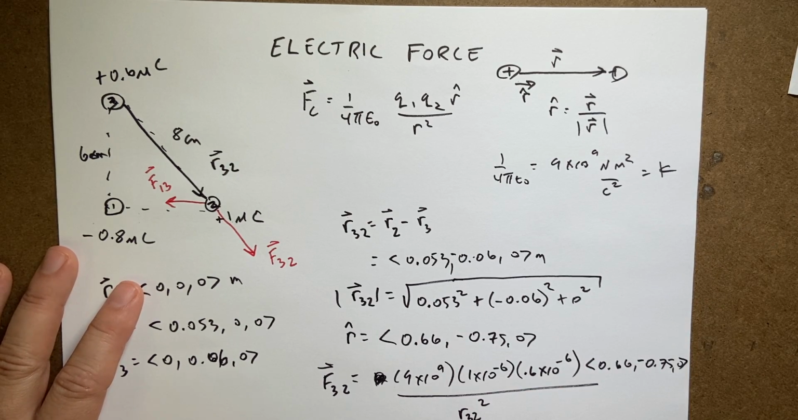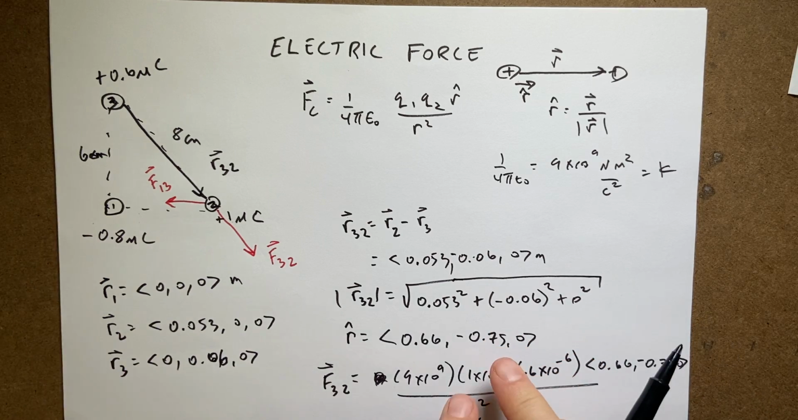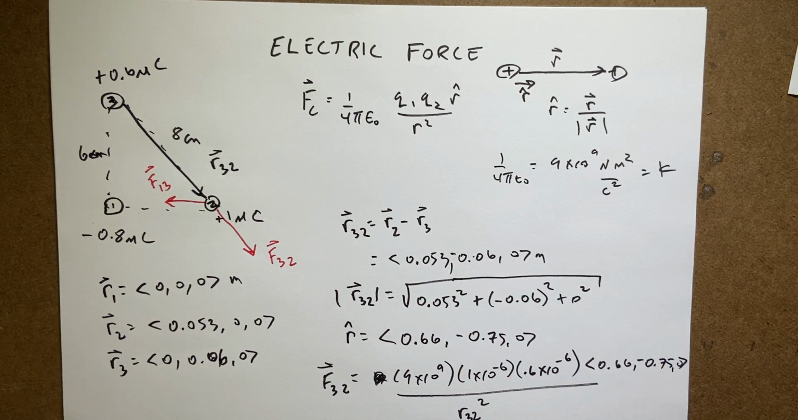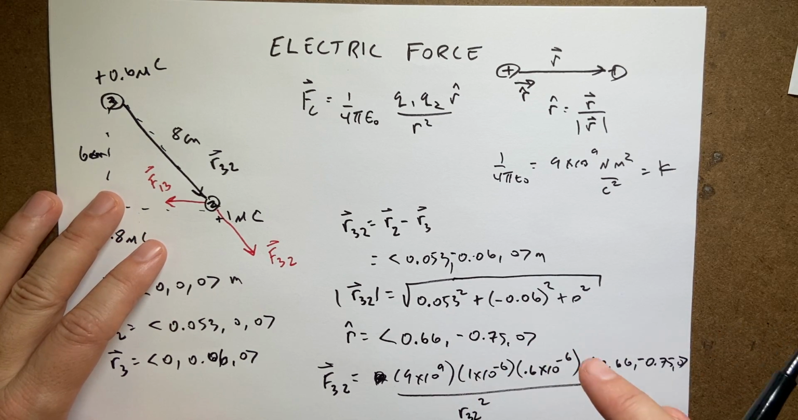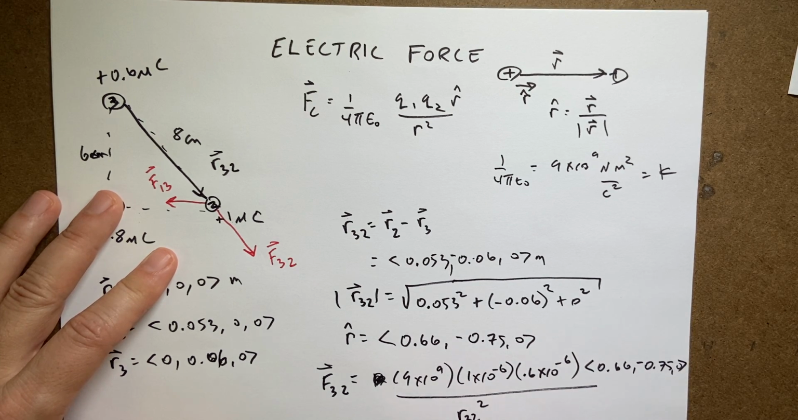I've already calculated this. One of the things you should do is to practice with your calculator, because we have scientific notation, we have squares, we have square roots, we have all these things, and it's easy to make a mistake with your order of operations. So it's important to practice. So practice and put these numbers in and see if you get the same thing. And I get this: 0.558, negative 0.6330 newtons.